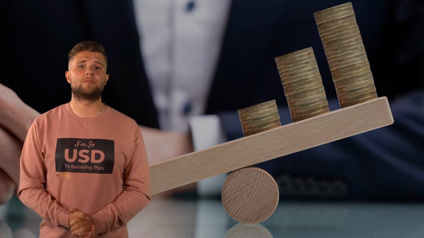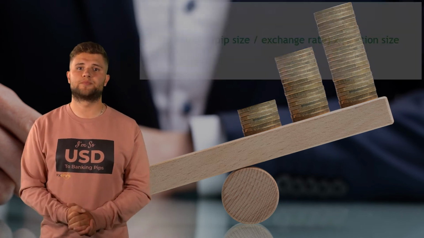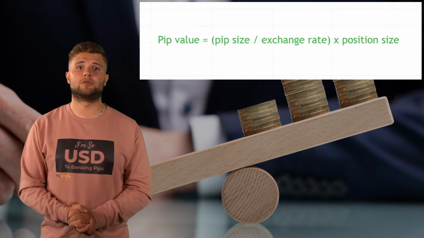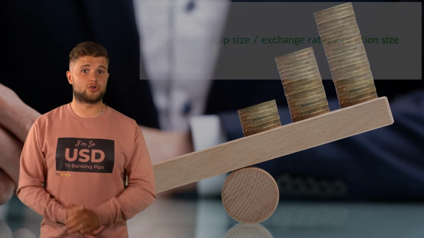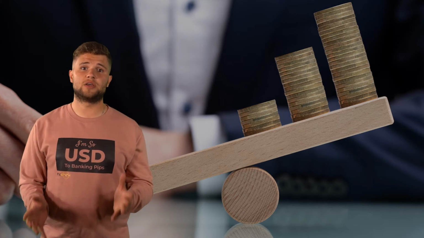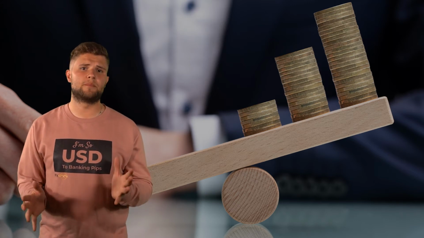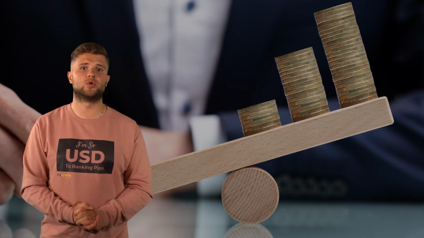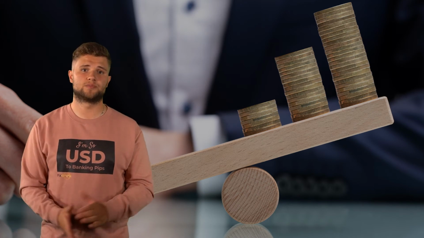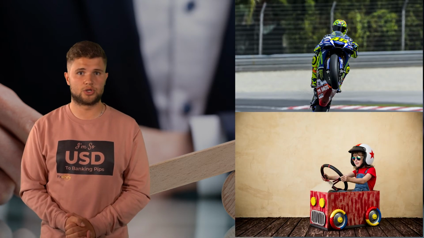The value of a pip can be calculated by dividing 0.0001 by the current exchange rate. The formula for this is pip value equals pip size divided by the exchange rate times position size. Since Forex transactions are typically leveraged, the pip value of positions gets multiplied by the amount of leverage you are using. Now, by knowing the pip value of a currency pair, you can apply money management techniques to calculate the ideal position size for any trade within the reasonable levels of your account size and risk tolerance. Without knowing this, you might end up taking either too much or too little risk on a trade.